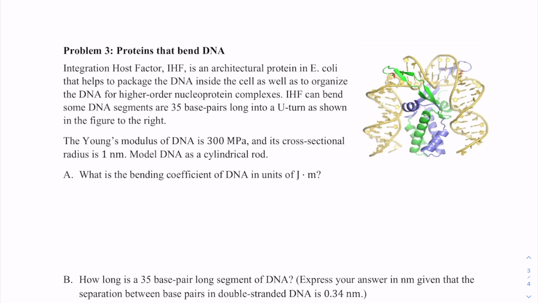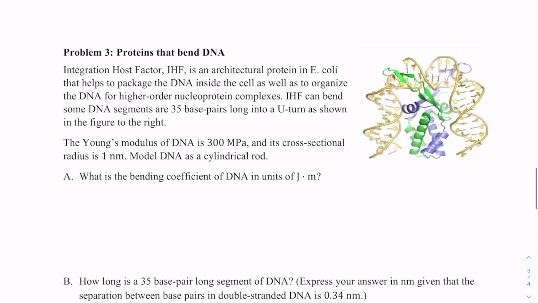Integration host factor, IHF, is an architectural protein in E. coli that helps to package the DNA inside the cell, as well as to organize the DNA for higher order nucleoprotein complexes. IHF can bend some DNA segments that are 35 base pairs long into a U-turn, as shown in the figure to the right. The Young's modulus of DNA is 300 megapascals, and its cross-sectional radius is 1 nanometer. Model DNA as a cylindrical rod.